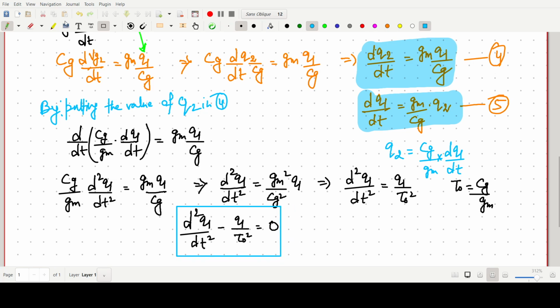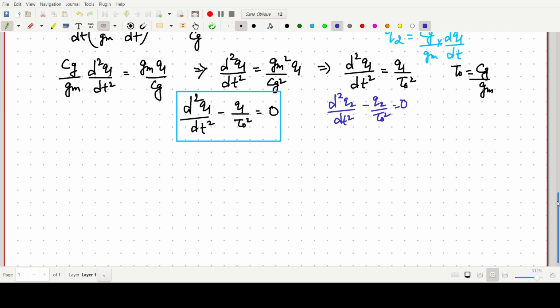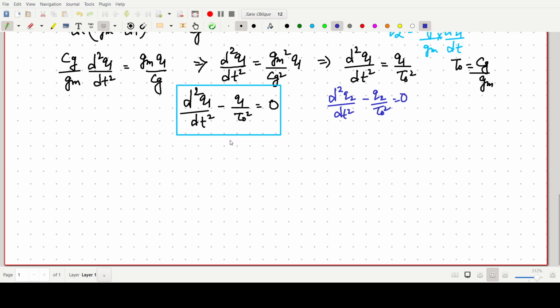Okay, we can write like this. I started from some equation and we have ended with some charge differential equation. Now at the end we can change this charge in terms of voltage. So after that what we can write, the second equation also one can write: d2q2 by dt square minus q2 by tau naught square equals to 0. Now this one is our second order differential equation.